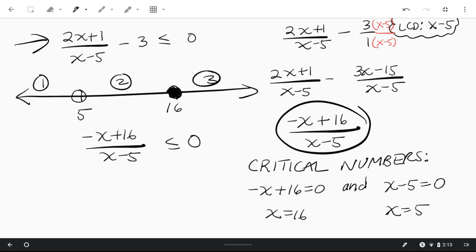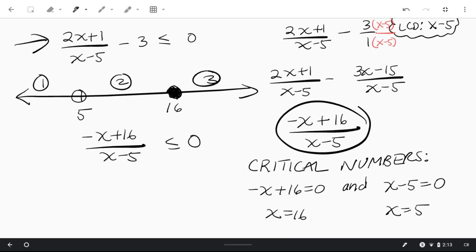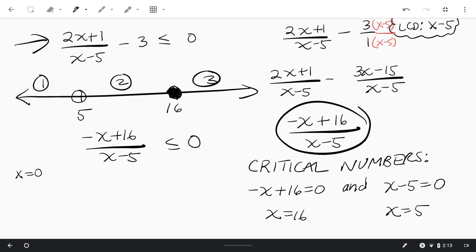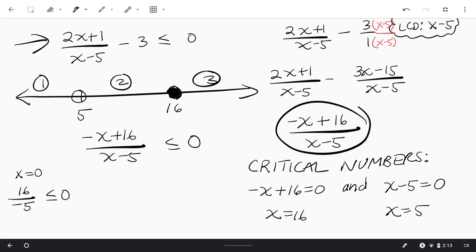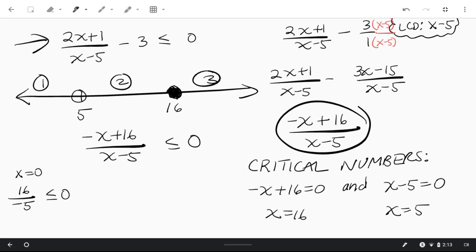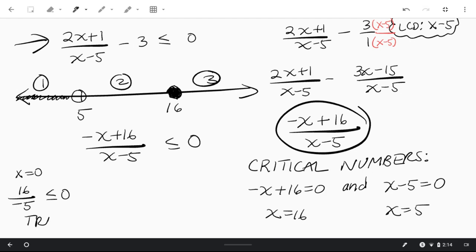Okay, when I check, all right, so region 1, let's go ahead and use x equals 0. Okay, so when I do that, I get 16 over negative 5 is less than or equal to 0. And that would be true. So I'm going to go ahead and shade that part of the number line, right? Because this turned out to be true. If it's false, do not shade.